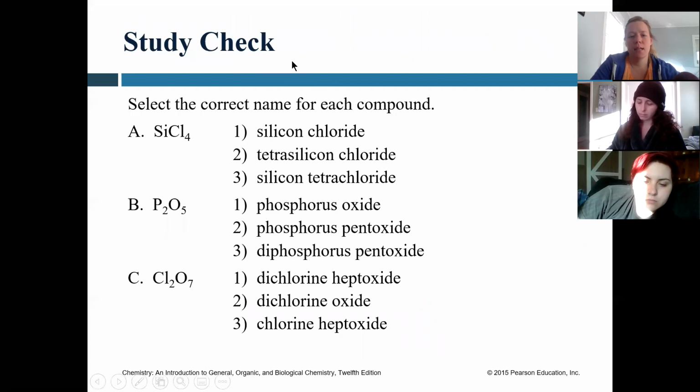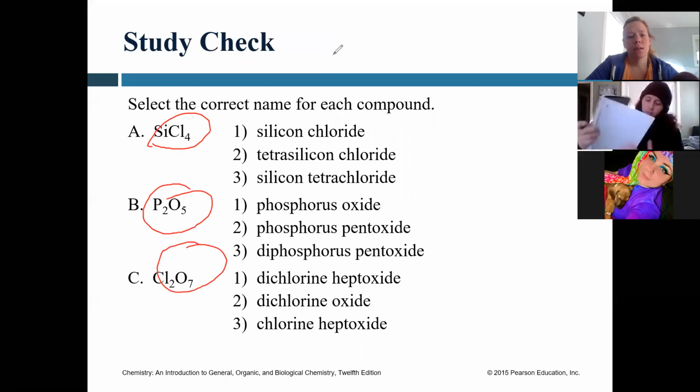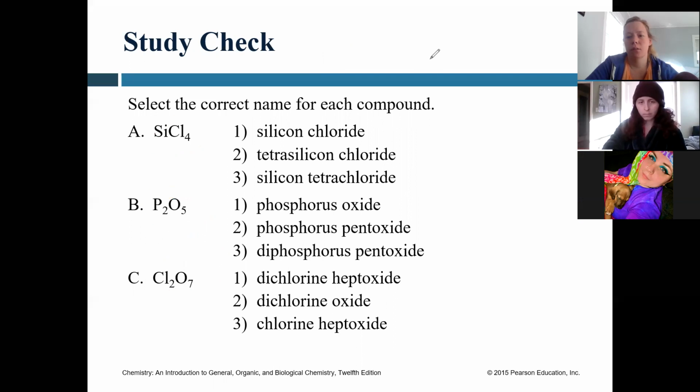All right, so I want you to name these here. SiCl4, P2O5, and Cl2O7.